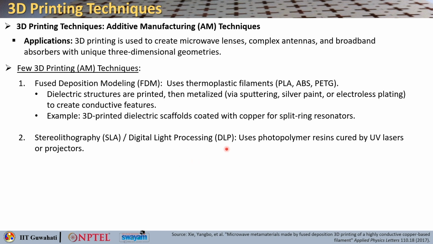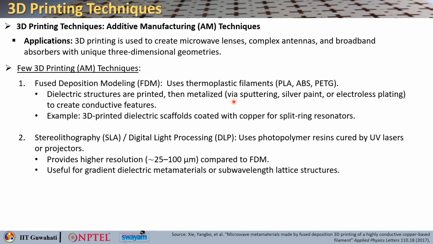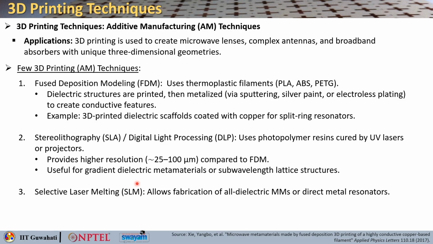or digital light processing DLP. They basically use photopolymer resin cured by UV lasers or projectors. So, they provide higher resolution, 25 to 100 micrometer, as compared to FDM, fused deposition modeling. Okay. And this SLA or DLP are useful for gradient dielectric metamaterials or sub-wavelength lattice structures.